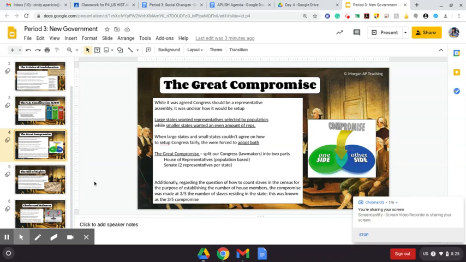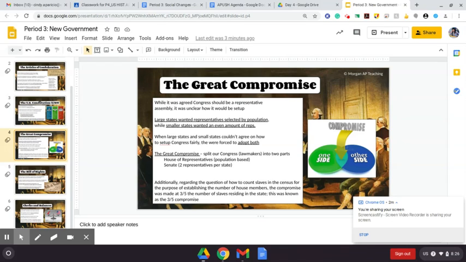The Great Compromise. While it was agreed Congress should be a representative assembly, it was unclear how it would be set up. Large states wanted representatives selected by population, while smaller states wanted an even amount of reps. When large states and small states couldn't agree on how to set up Congress fairly, they were forced to adopt both. The Great Compromise split our Congress, lawmakers, into two parts. First was the House of Representatives based on population, and also was the Senate, which had two representatives per state.